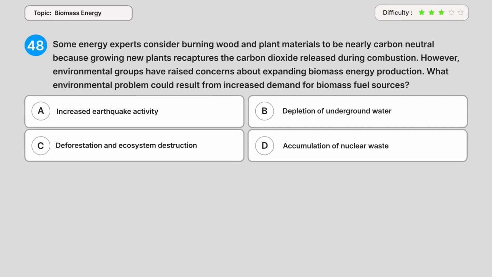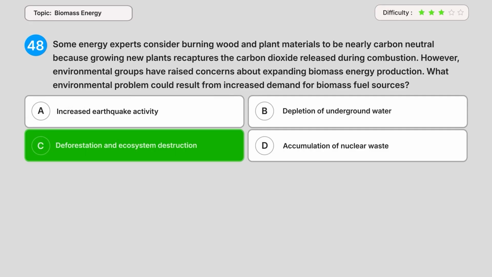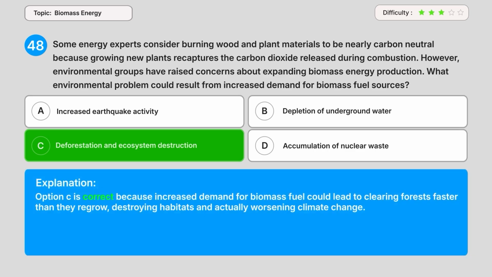Correct answer. C. Deforestation and ecosystem destruction. Explanation. Option C is correct because increased demand for biomass fuel could lead to clearing forests faster than they regrow, destroying habitats and actually worsening climate change.